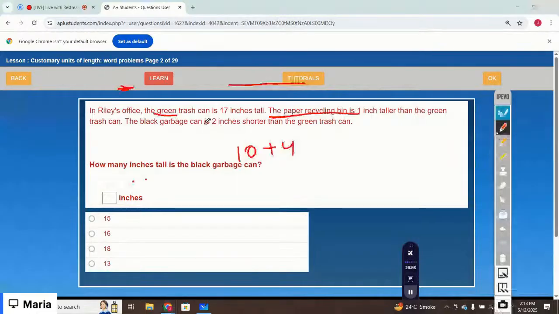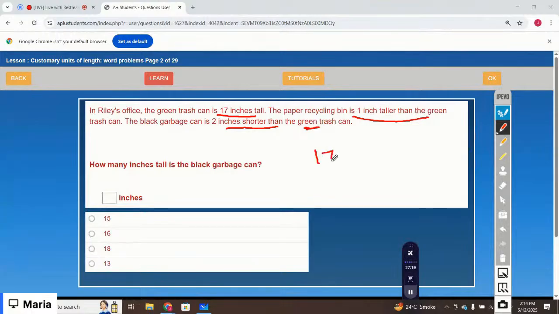Okay, let's just read it again. The green trash can is 17 inches tall. The paper recycling bin is 1 inch taller than the trash can. The black garbage can is 2 inches shorter than the green one. 2 inches shorter means you need to subtract 2 from 17. 17 minus 2 is 15.